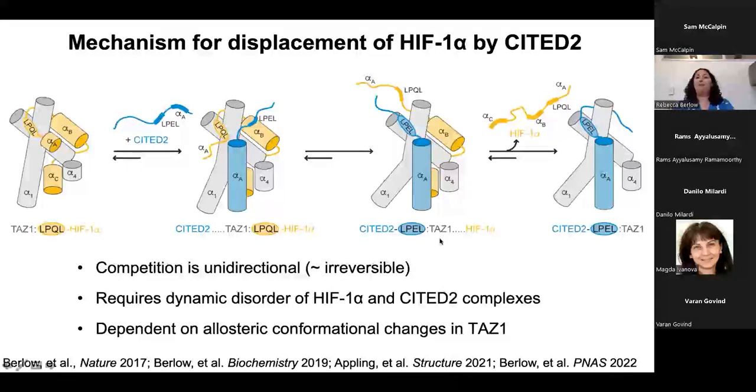And so overall, we've developed this mechanism for understanding how HIF1 alpha is displaced by CITED2. We can identify that CITED2 is able to compete in a nearly unidirectional or apparently irreversible fashion, and that for HIF1 alpha to reverse this process, there needs to be a much higher accumulation of HIF1 alpha than CITED2. We know that this process is really dependent on disorder in the HIF1 alpha and CITED2 complexes, but also on the dynamics and the allosteric conformational changes in TAS1.